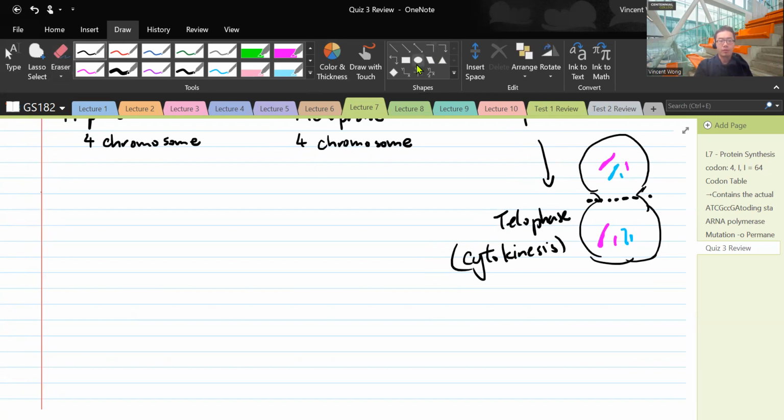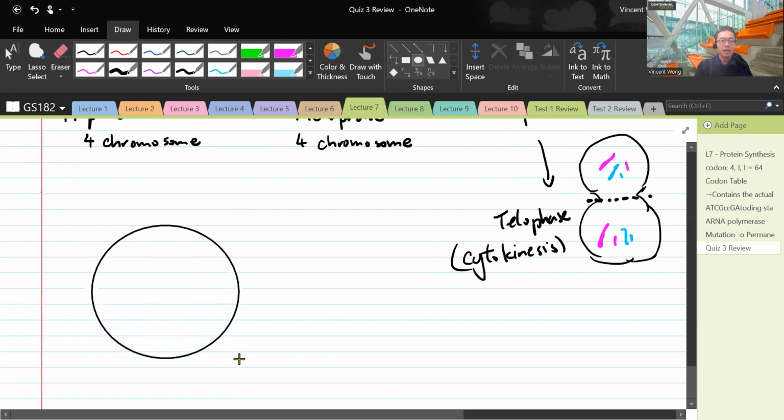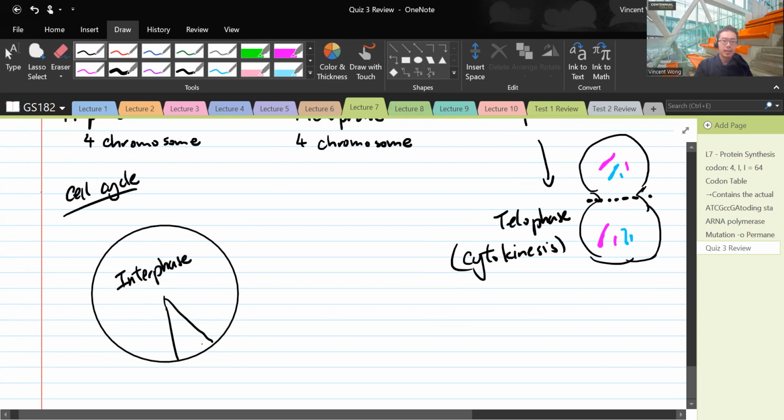Oh, by the way, I forgot to talk about this very important thing. There is the cell cycle, which is mostly going to be interphase, and this is the actual mitosis. And don't forget, there's going to be G1 here, checkpoint. There's going to be the S phase, which is the part where you actually copy your DNA. And then afterwards, you're going to have G2.